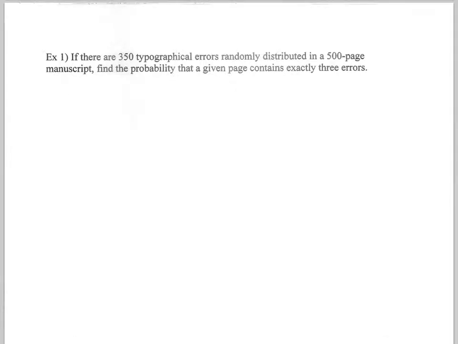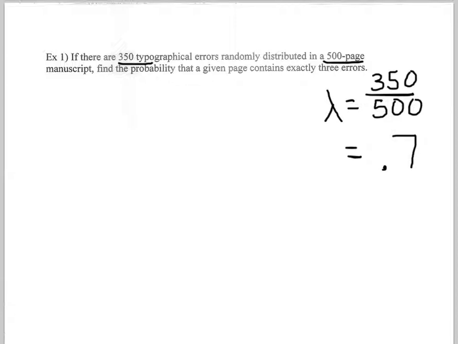Our first example, we're talking about 350 errors in a 500-page manuscript. Well, if we had 500 errors, that would mean we'd average 1 per page. But we have less than 500 errors, so when I do a little simple division, I end up with 0.7 errors per page. And obviously we can't have 0.7 of an error per page. This is on average. So now we come back to our formula, which on the last page we saw was this.